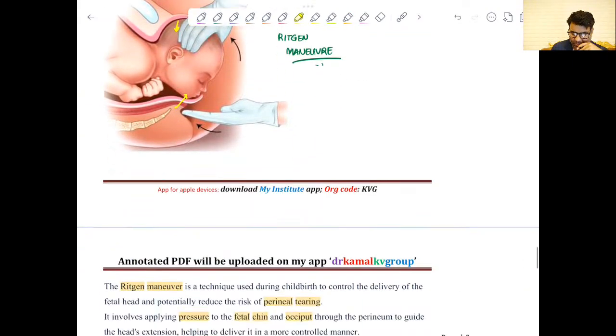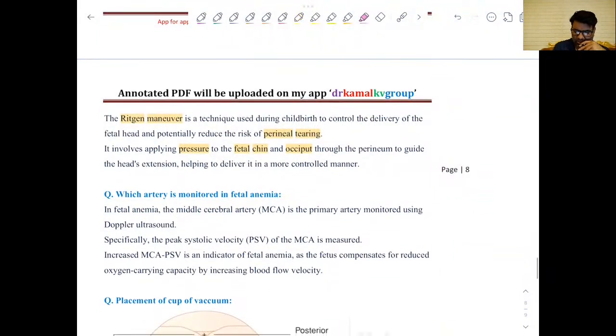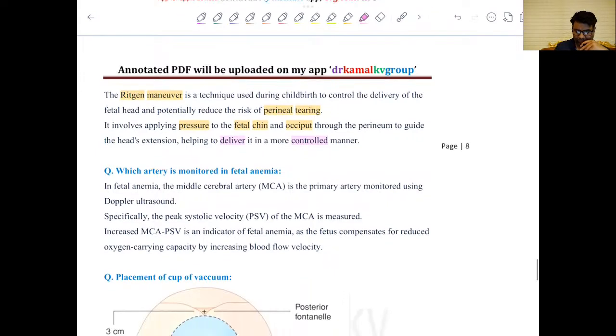So chin, occiput pressure is given, and this is to guide the head's extension, and we want to make sure that the delivery of the head takes place in a controlled manner, minimizing the chances of injury to the perineal structures of the mother. So this is Ritgen maneuver.